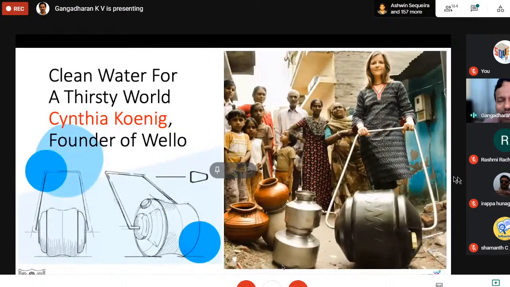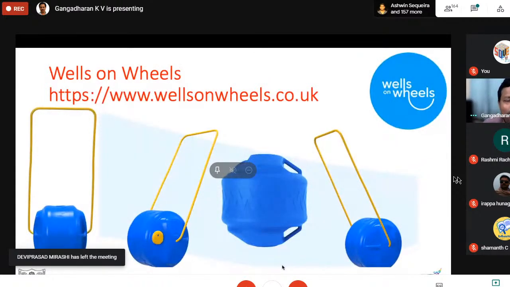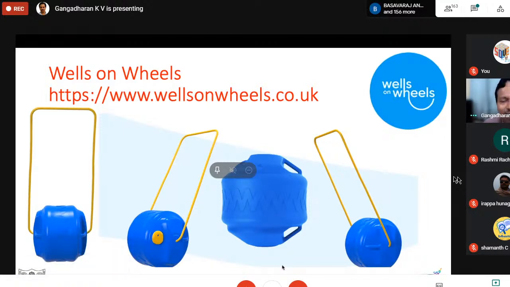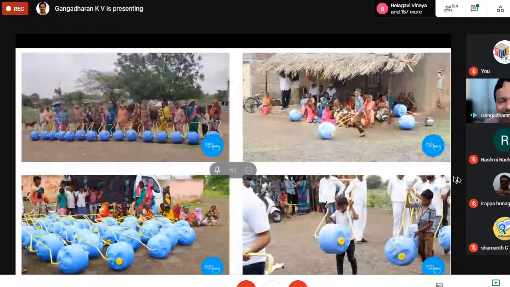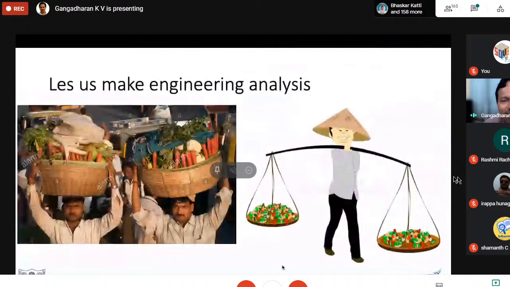So you look at the vessel here. This is a vessel. And on two sides, there is a supporting element which is added with a stand. You go fetch the water, put the supporting element on the side, and roll it. Obviously there will be wear and tear, but the material is chosen in such a way that the surface which is stretching on the ground is less, and it is strong. So this is Wells on Wheel. It's an NGO from UK, and they distributed a lot of such things in India. And you can see the person who is carrying it. It's so light. And this was the story. This is how they have developed.